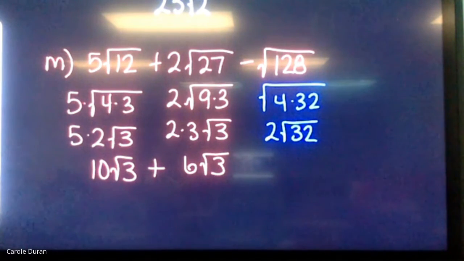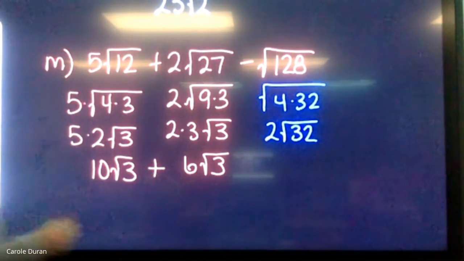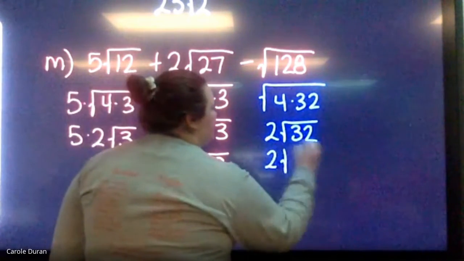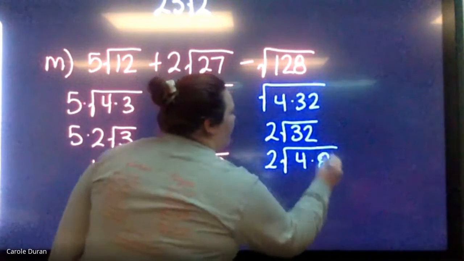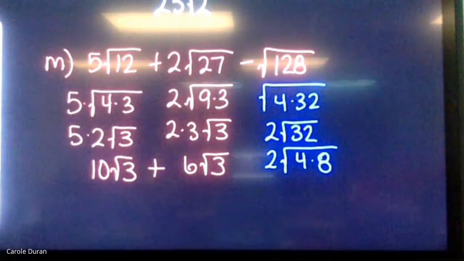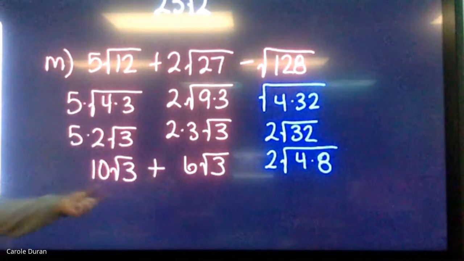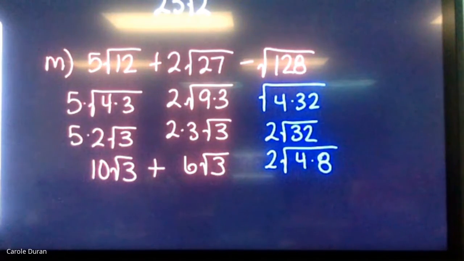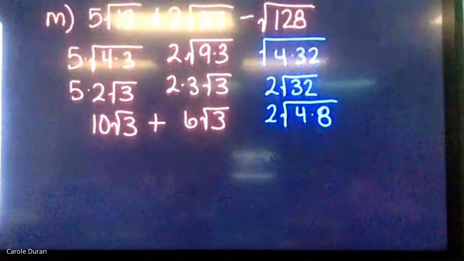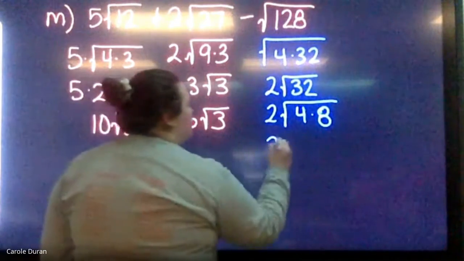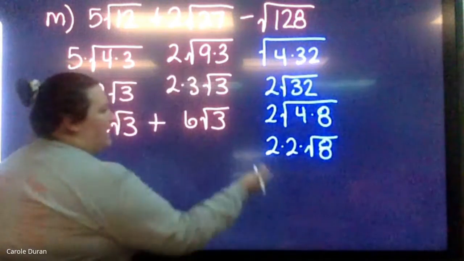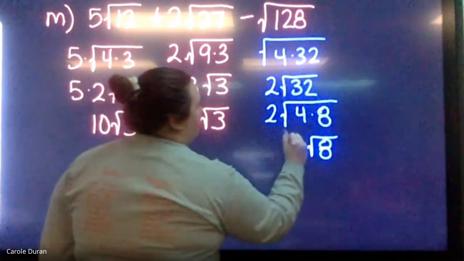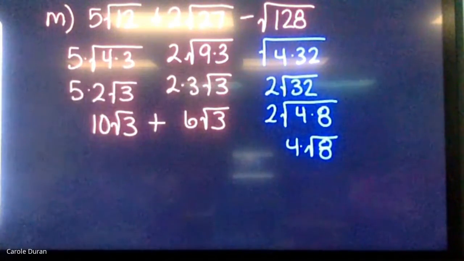I heard 8 and 4 again, so that's the one I'm going to go with. So then this becomes 2 times the square root of 4 times 8. And again, I recognize that 4 is a perfect square, so I can take its square root and pull it out front. What's the square root of 4? 2. So now this becomes 2 times the square root of 8. That 2 times 2 is going to become a 4. So I have 4 times the square root of 8.